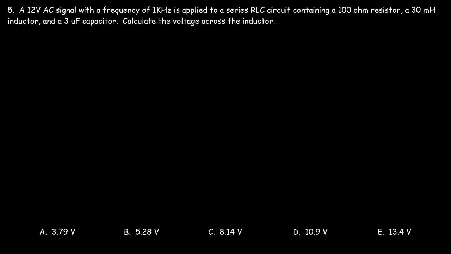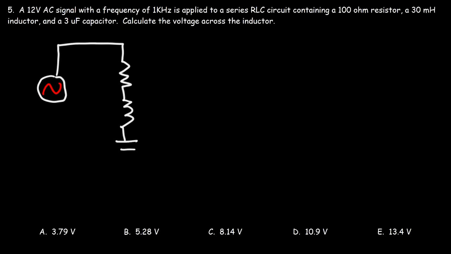Number 5. A 12-volt AC signal with a frequency of 1 kilohertz is applied to a series RLC circuit containing a 100 ohm resistor, a 30 millihenry inductor, and a 3 microfarad capacitor. Calculate the voltage across the inductor. So let's begin with a picture. So here is the AC signal, and it's attached to a resistor, an inductor, and a capacitor. So we're going to say this is R, L, C.